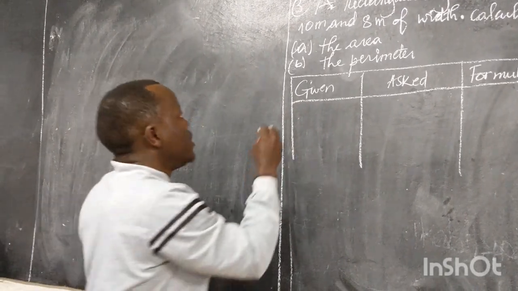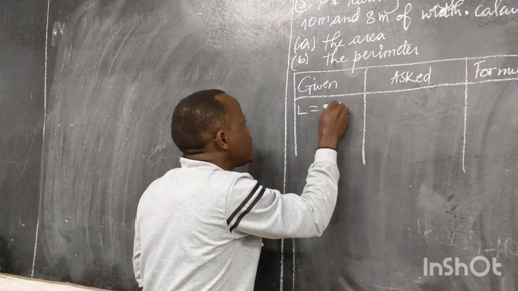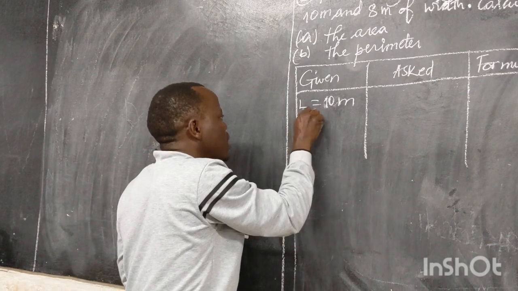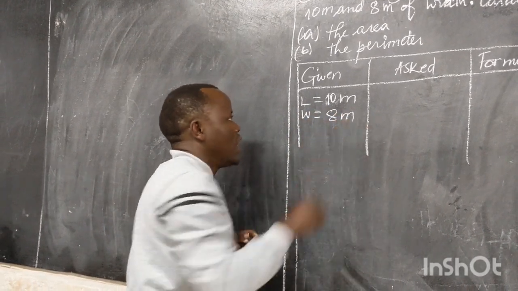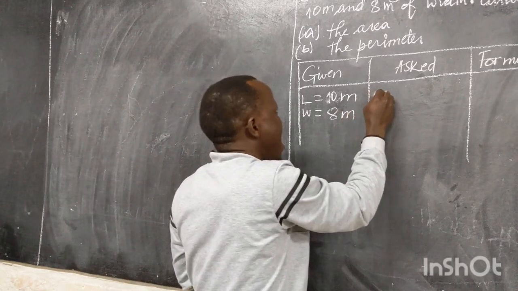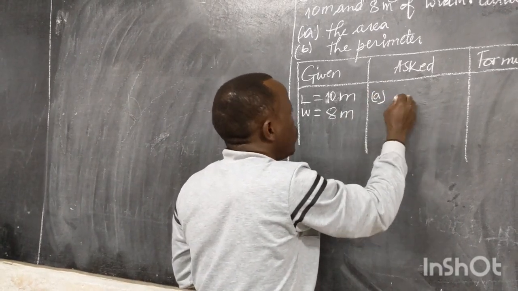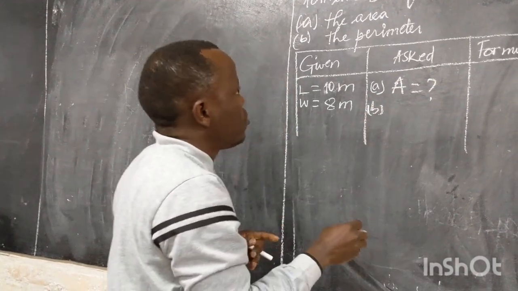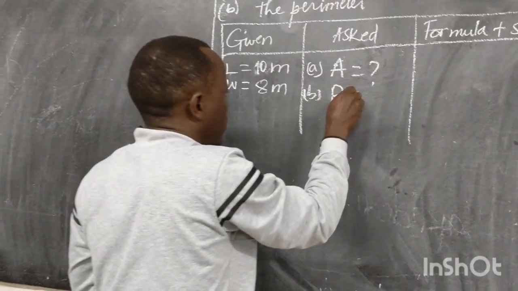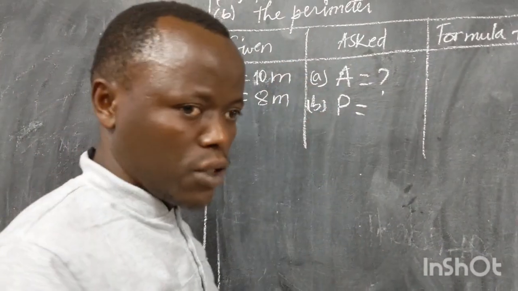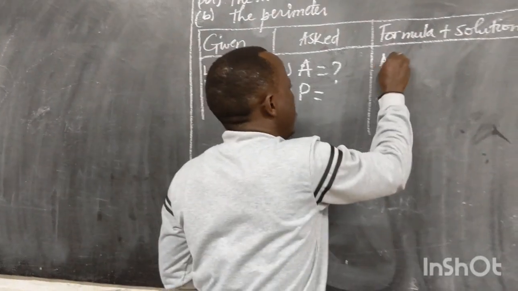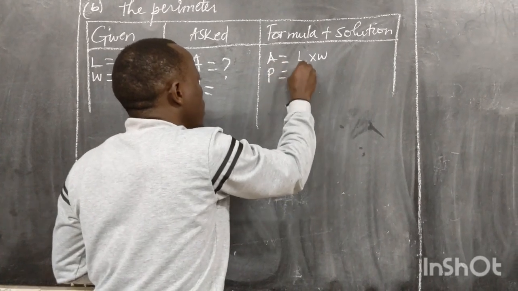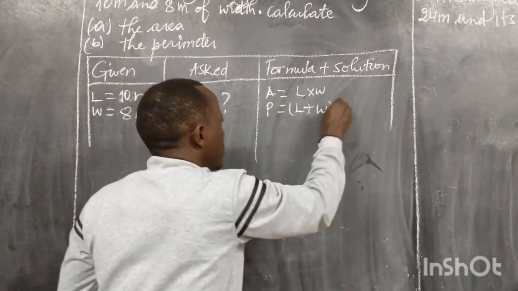Now let's look at what is given. In the question, they give us the length, which is equal to 10 meter, and they give us width, which is equal to 8 meter. And what is asked? On A, they ask us to find the area. Then B, they ask us to find the perimeter. So after this, we are going to apply the formula. The area of a rectangle is equal to length times width, but perimeter is equal to length plus width times 2.